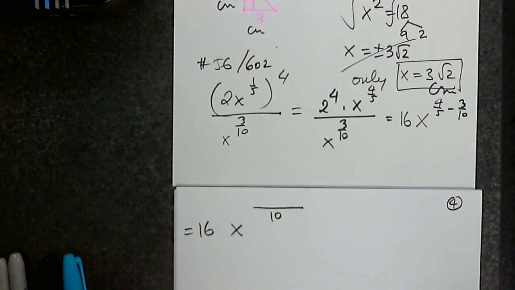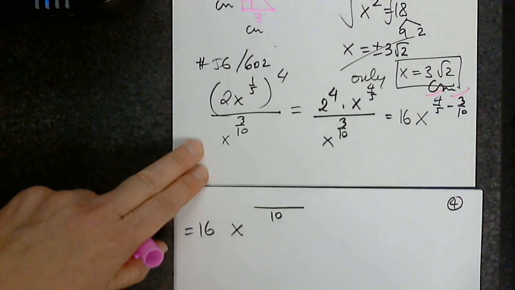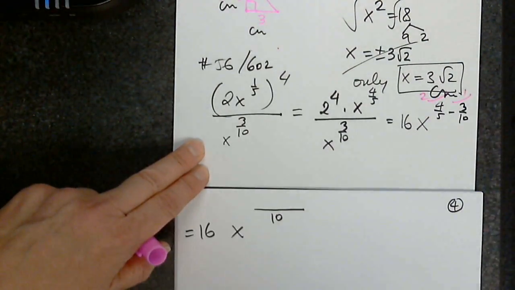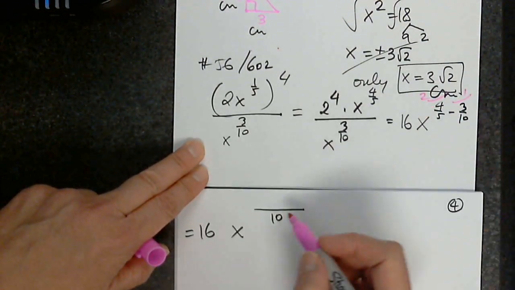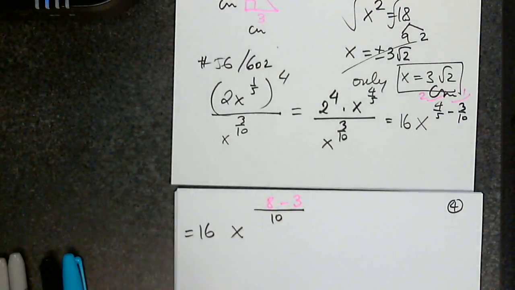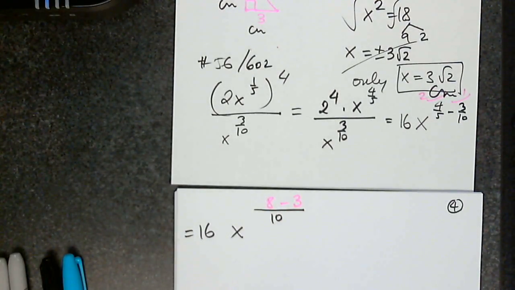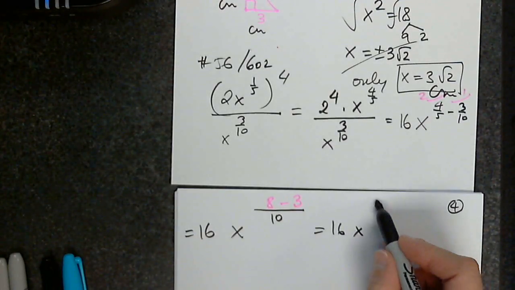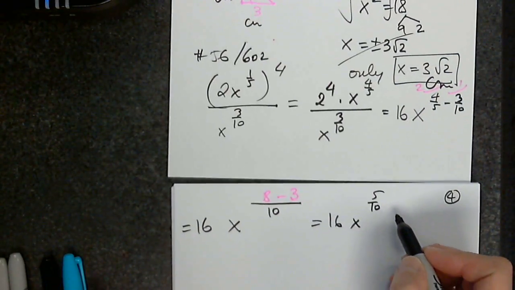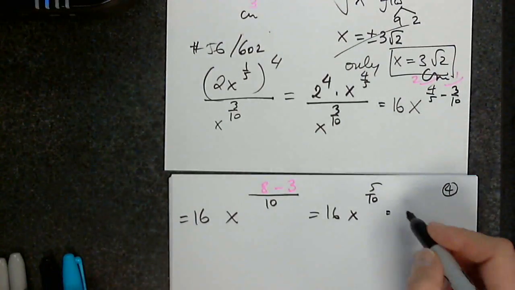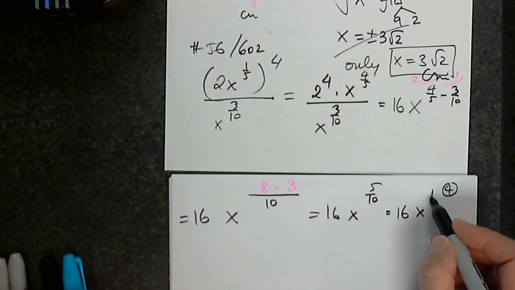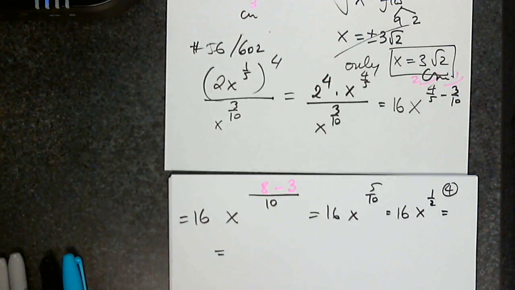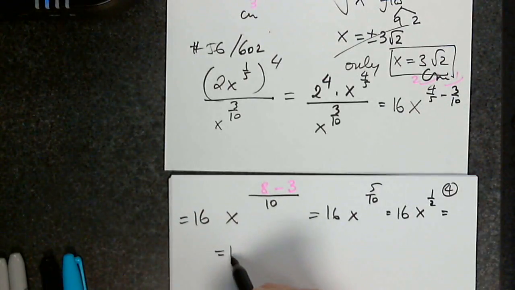What does the top of the first one need, and what does the top of the second one need? 2. The first one needs 2. And 1. Very good. So 2 times 4 is 8, 8 minus 3. Perfect. So finally I have 16 x to 5 divided by 10. But 5 divided by 10 is the same as 1/2. And now I know what x to 1/2 is. What does x to 1/2 represent?